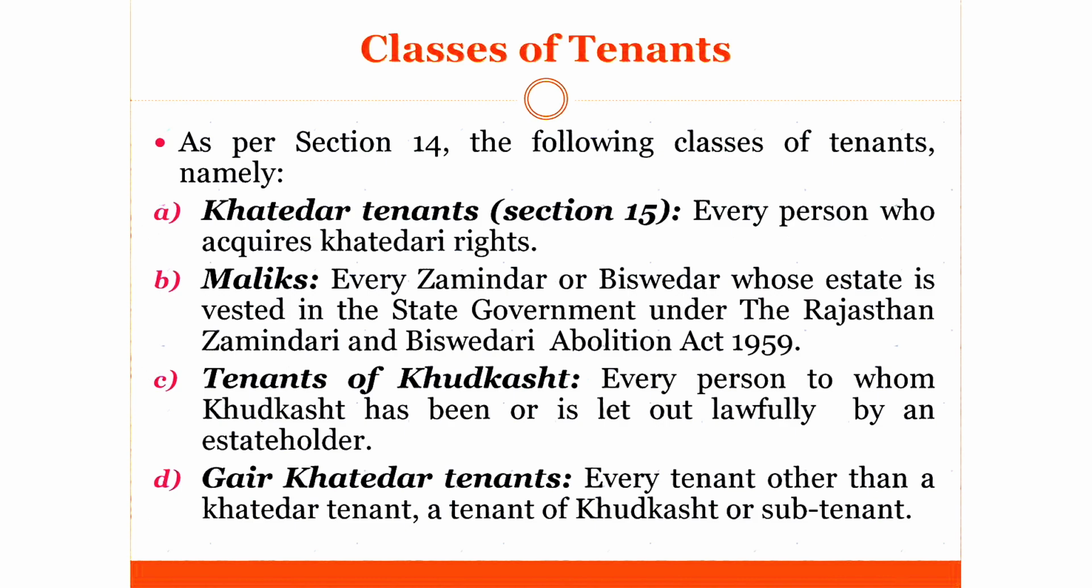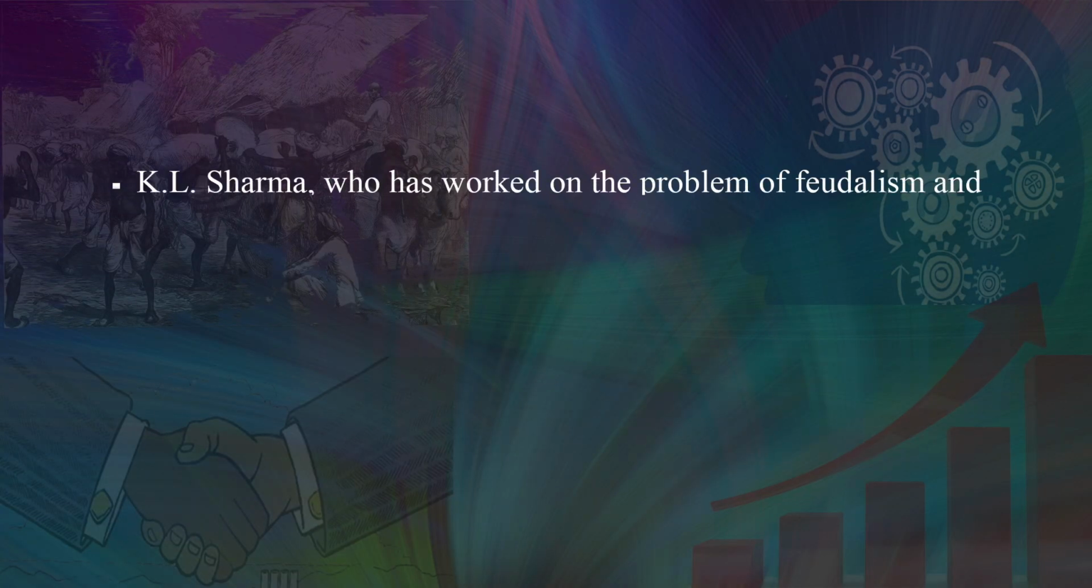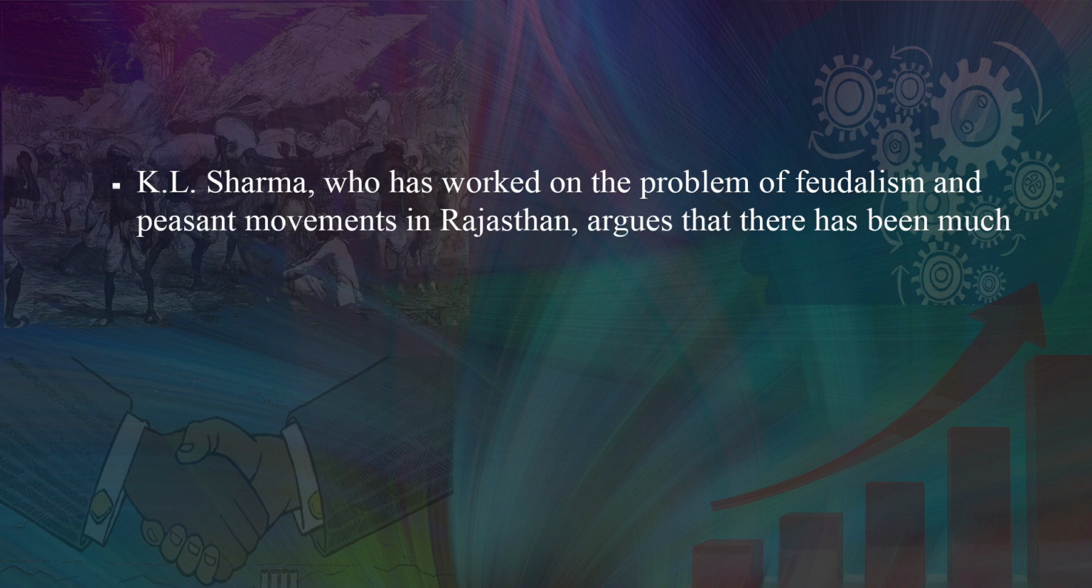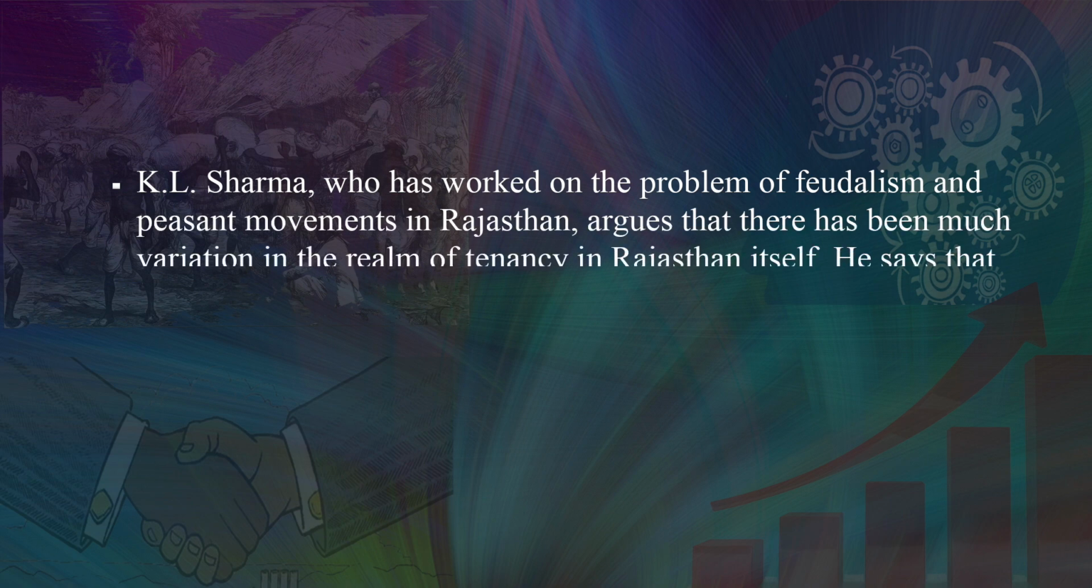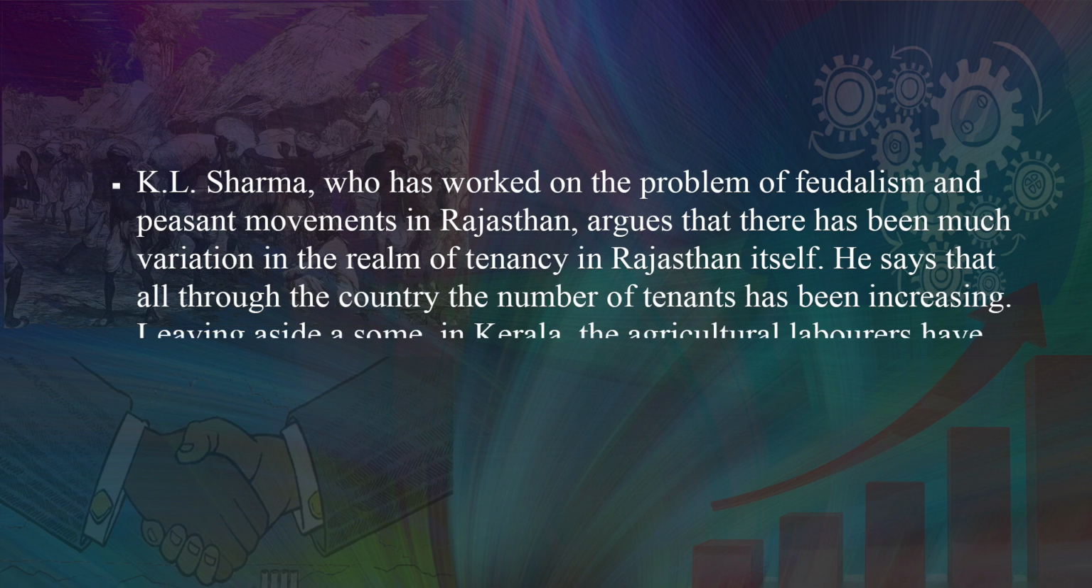We have argued that there is much variation in agricultural tenancy. The classes of tenants which we have given above are not exhaustive. As a matter of fact, the sharecropper is both a tenant and also a landowner of a patch of land. K.L. Sharma, who has worked on the problem of feudalism and peasant movements in Rajasthan, argues that there has been much variation in the realm of tenancy in Rajasthan itself.